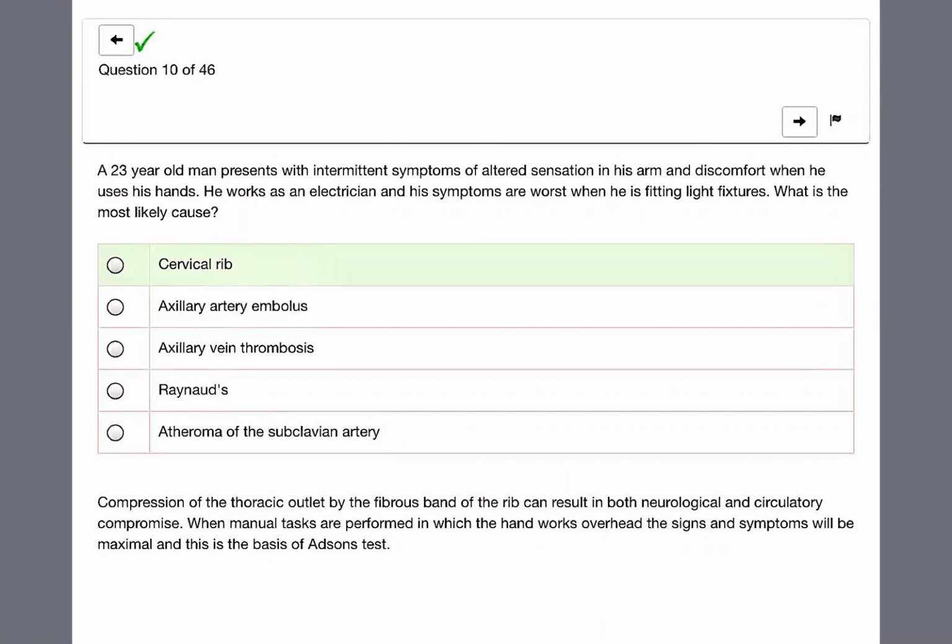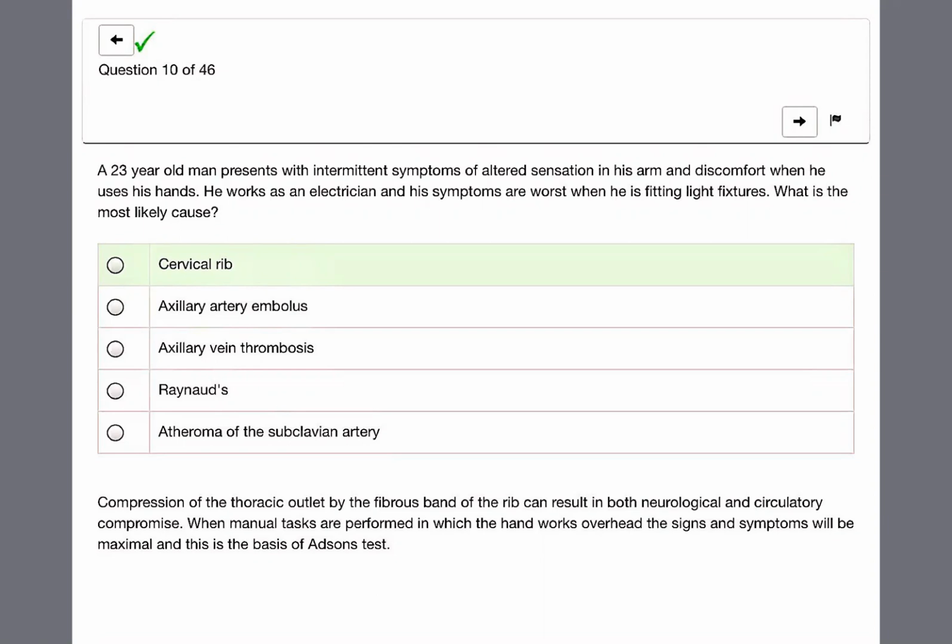Does anyone know what Addison's test is? Exactly. The head is tilted towards the non-symptomatic side, and the symptomatic side arm is extended, elevated and abducted to a level. The patient feels some compression in the arm. Okay, so Addison's test is the test for cervical rib.